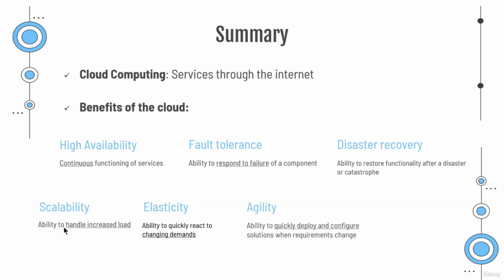Then we have also agility, which is the ability to quickly deploy and configure solutions when requirements in the market are changing. Then we can quickly react to this. And lastly, geo-distribution. We are able to distribute our services close to where the service is needed. For example, close to where the users are.